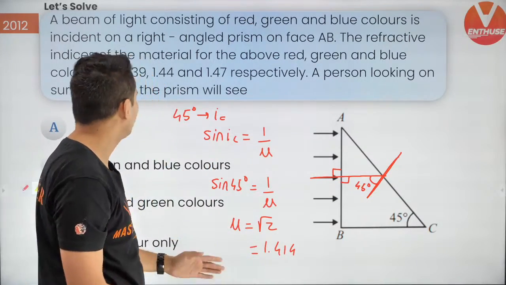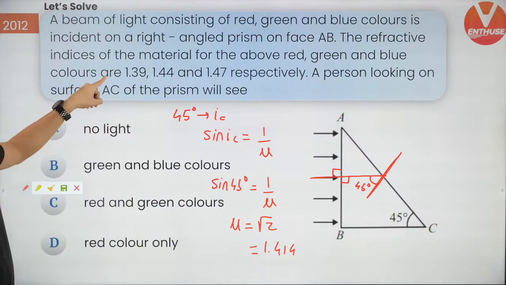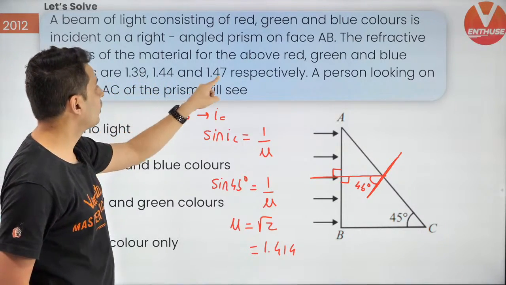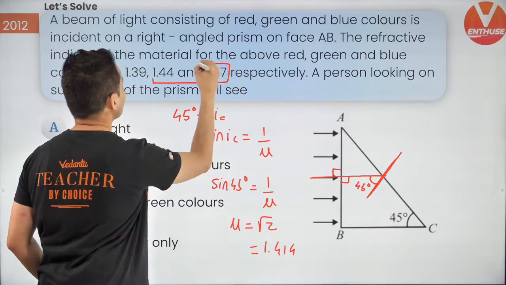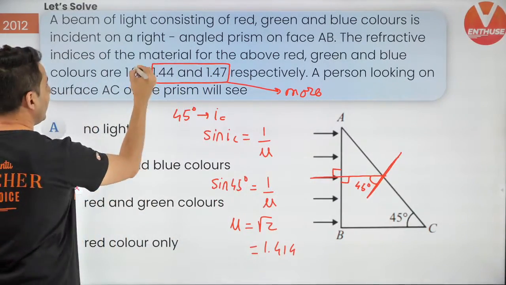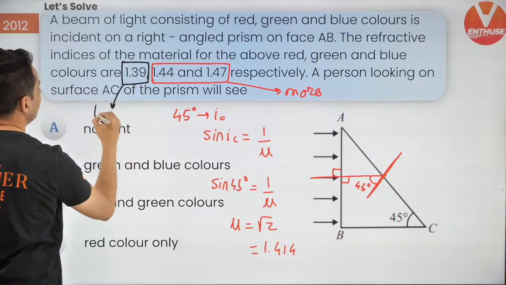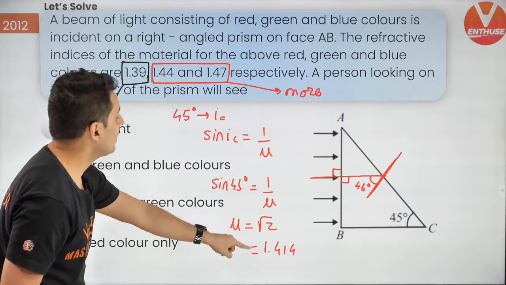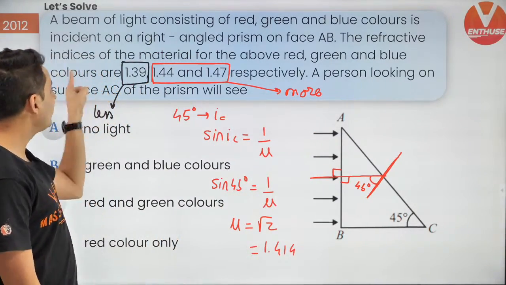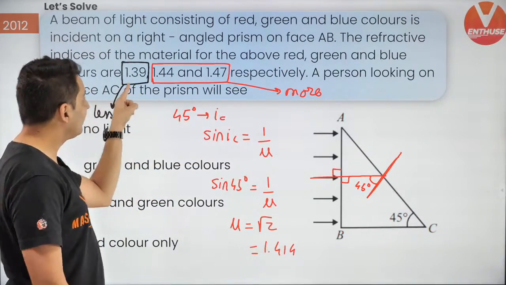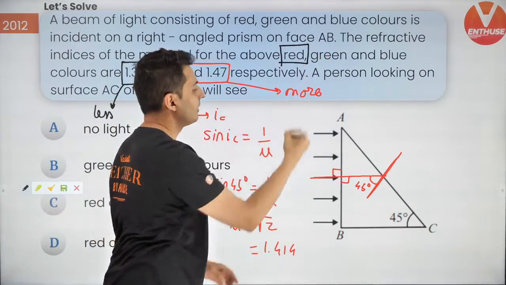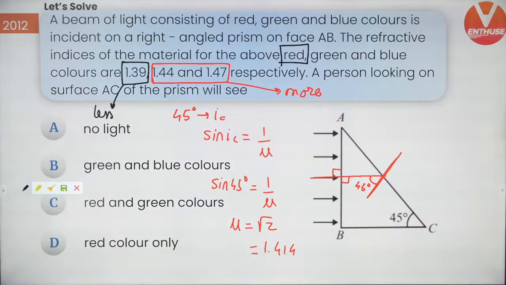Now, think about it. If the refractive indices of different colors, red, green and blue are 1.39, 1.44 and 1.47, these two are having more refractive index. Correct? And 1.39 is having less refractive index. So the ones which have more refractive index, they will get reflected inside, isn't it? The only one which will come outside is the one with less refractive index, which is that 1.39, and which is that color, red color. So only red color will come outside. I hope this is clear.